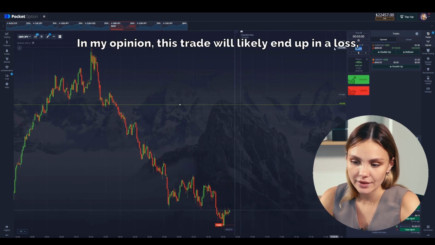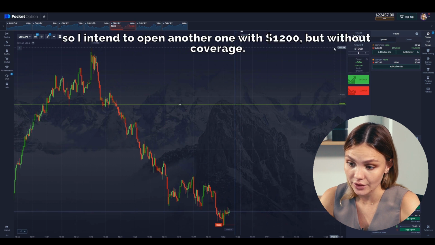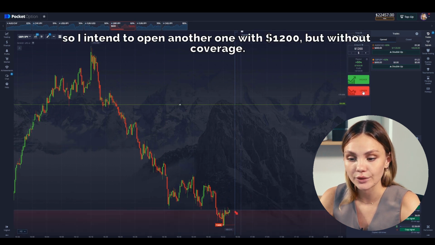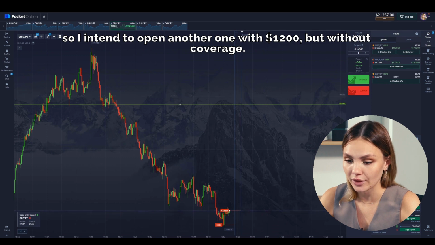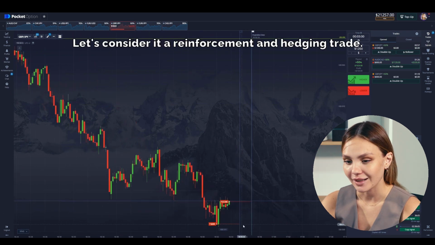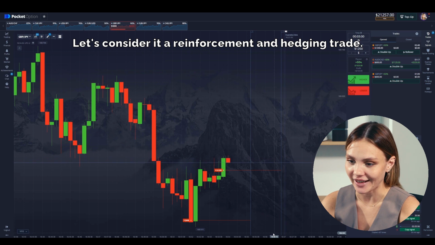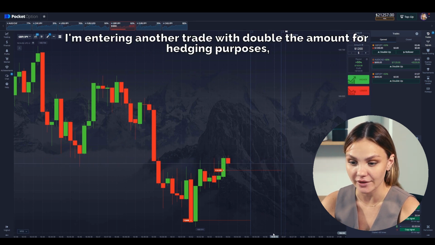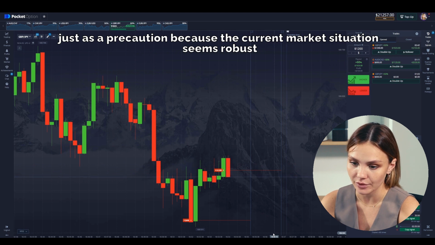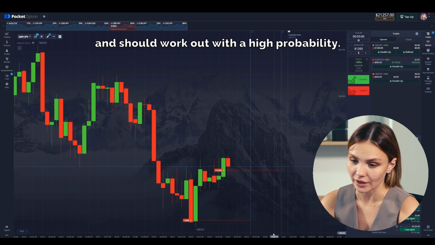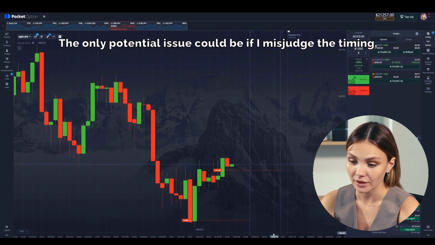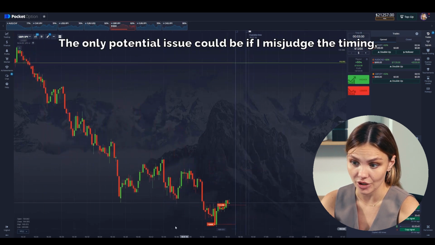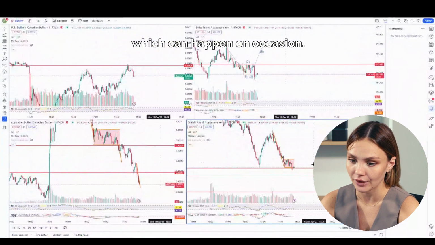In my opinion, this trade will likely end up in a loss, so I intend to open another one with $1,200, but without coverage. Let's consider it a reinforcement and hedging trade. I'm entering another trade with double the amount for hedging purposes, just as a precaution because the current market situation seems robust and should work out with a high probability. The only potential issue could be if I misjudged the timing, which can happen on occasion.